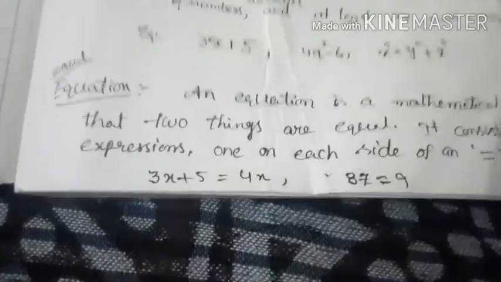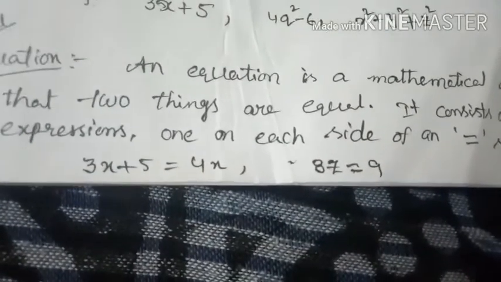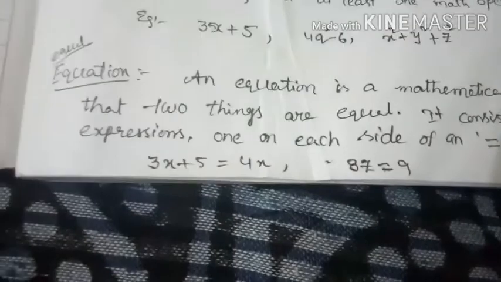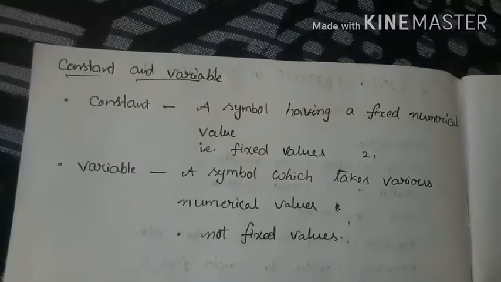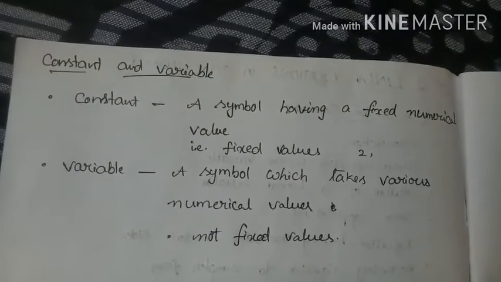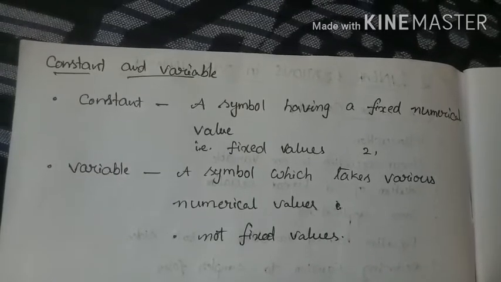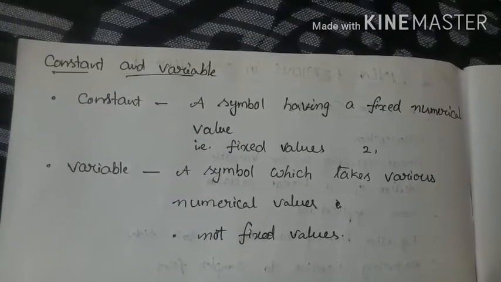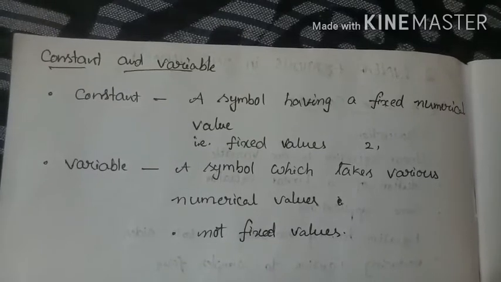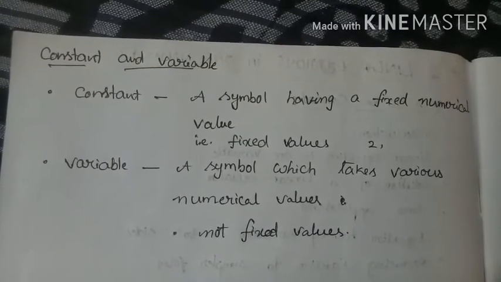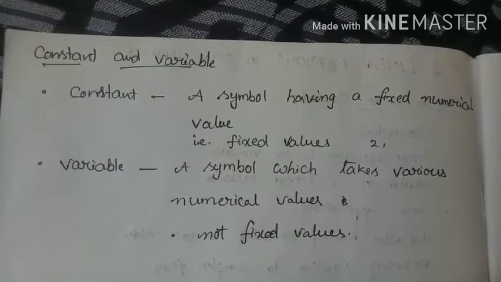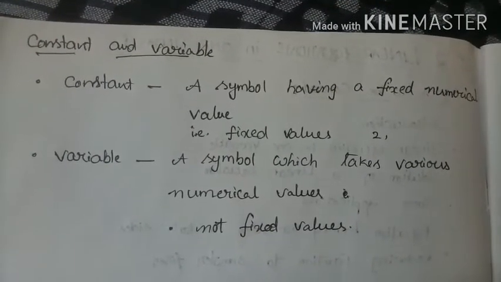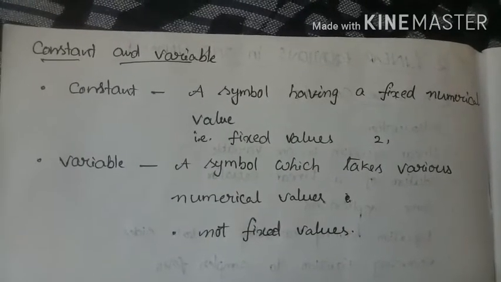One more example, 8z is equal to 9. Next, x plus 5 is equal to 8, and so on. Next, constants and variables. What is a constant and what is a variable? I think you all know about this. A constant means a fixed value, simply fixed values. And a variable means we can change the values.